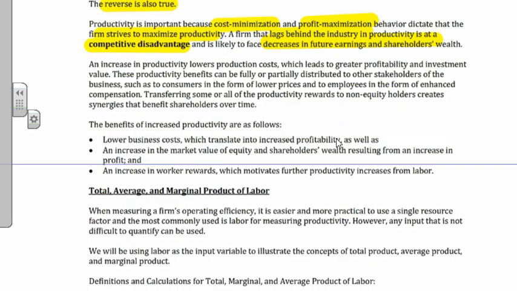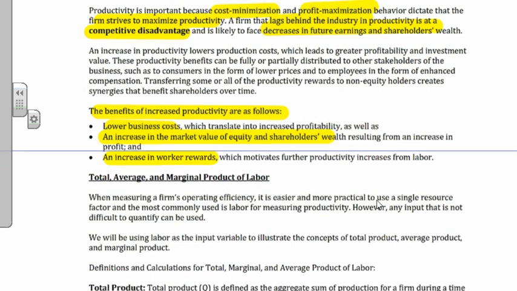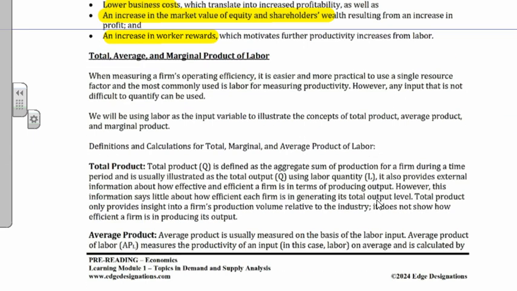Let's have a look over here. The benefits of increased productivity are lower business costs, an increase in the market value of equity and shareholders' wealth, and an increase in worker rewards. Now we come up with some more concepts: total, average, and marginal product of labor.